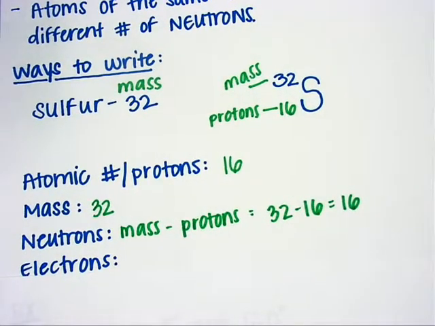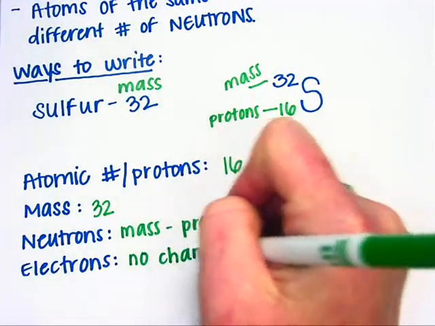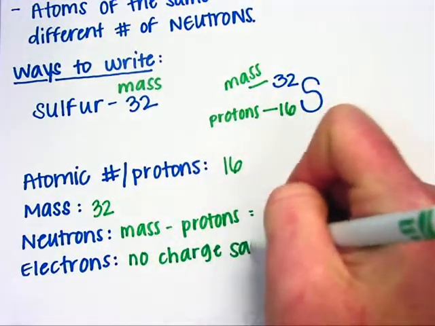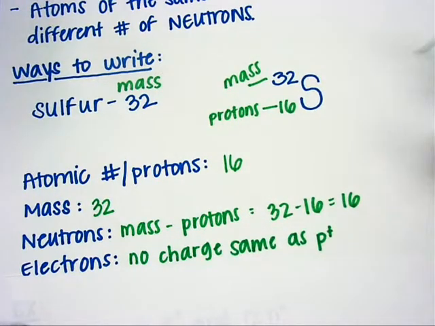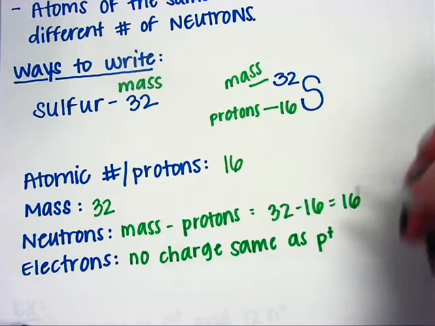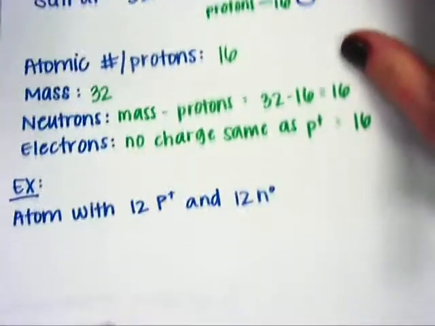And then you need the number of electrons. As long as there is no charge, the number of electrons will be the same as the number of protons. So I'll write that down. No charge, same as protons. So since I had 16 protons up here, that gives me 16 electrons down here. That will be different when there is a charge involved. So we'll do another example.